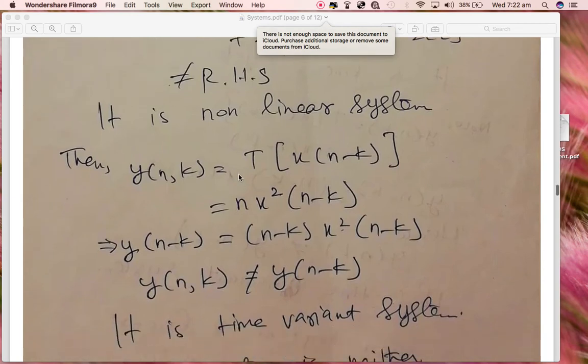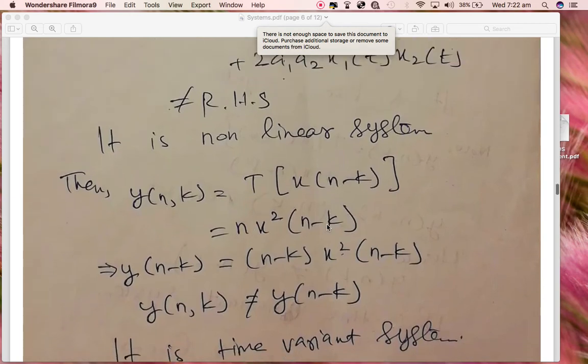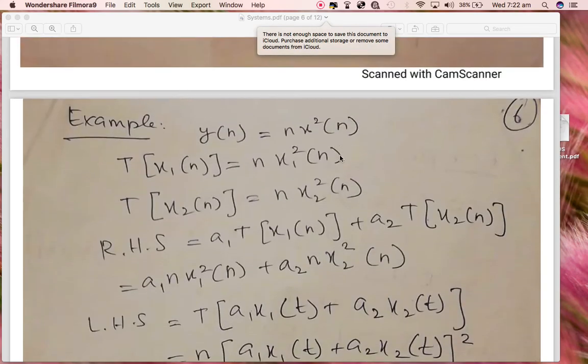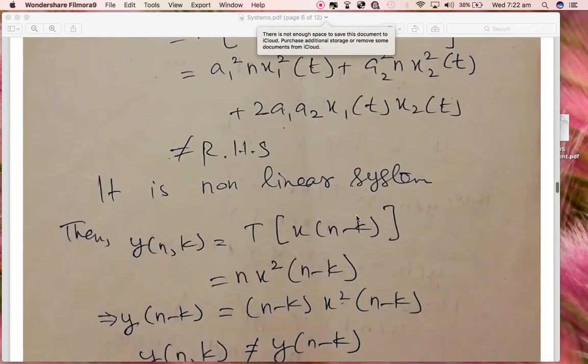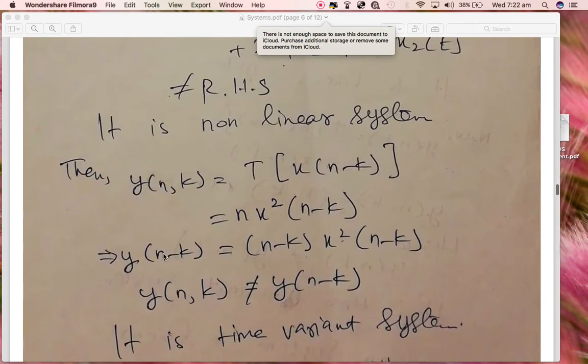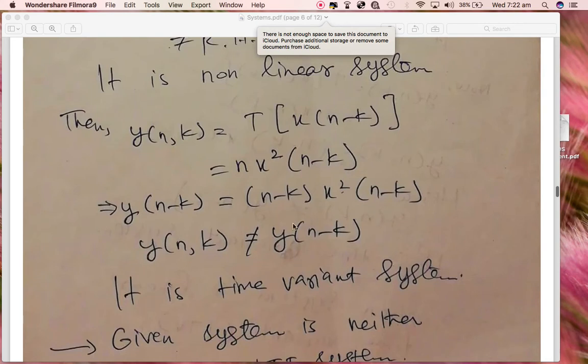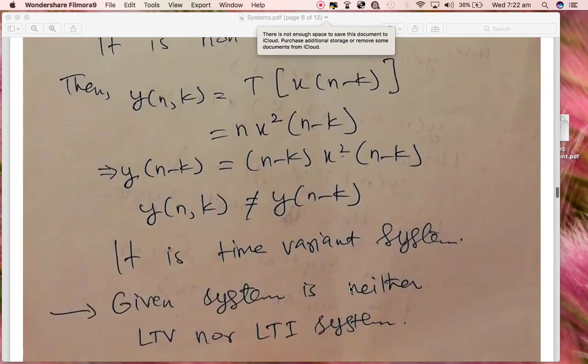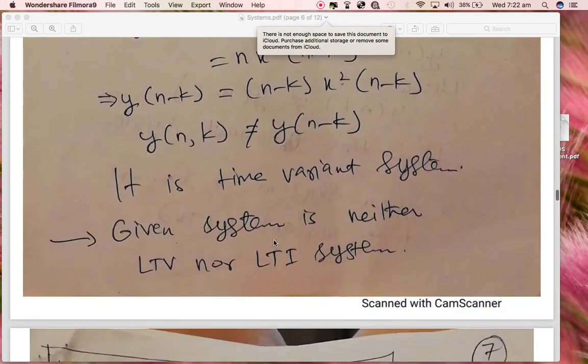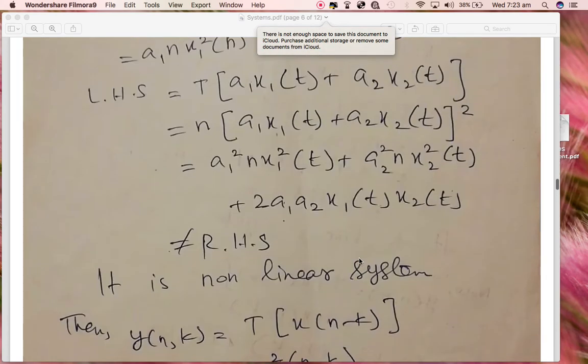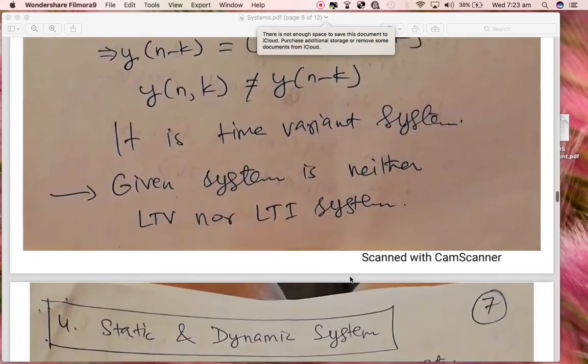So when we do y(n,k), it is replacing the time values within the brackets, so n is replaced by n minus k, and y(n minus k) is replacing all the values of n with n minus k. So these two are not equal to each other, so it is a time variant kind of system. So the given system is neither a linear time variant nor a linear time invariant system. It is a non-linear kind of system which is time variant.